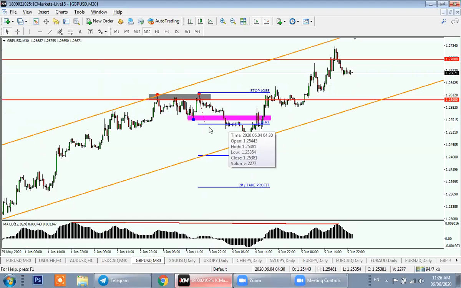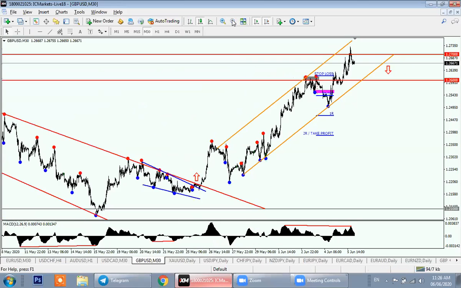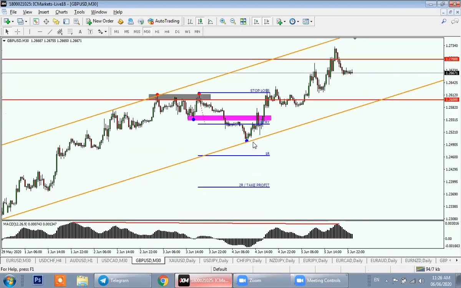We entered sell around here, and then price went a little bit lower to reject our orange trend line, which wasn't there yet. So I drew this orange trend line after the swing was formed. So we didn't have this trend line around here, and price hits our stop loss. Let's delete our pattern then to make the view clearer.